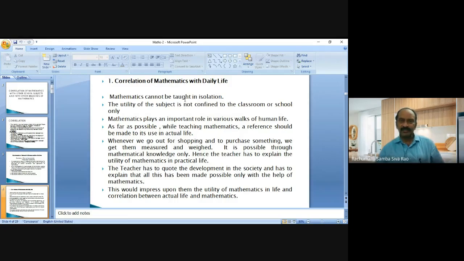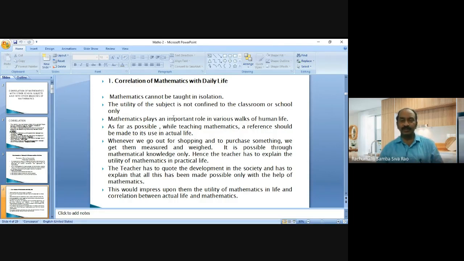Mathematics cannot be taught in isolation. As discussed earlier, no subject can be taught in isolation, and very particularly, mathematics cannot. The utility of the subject is not confined to the classroom or school only. Definitely, the teacher has to be aware of this point.